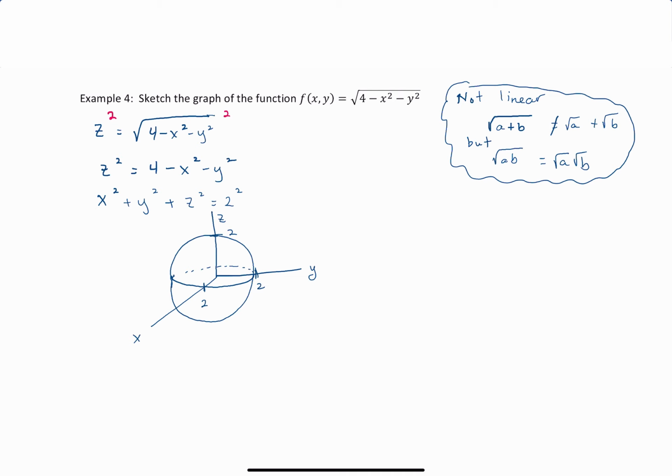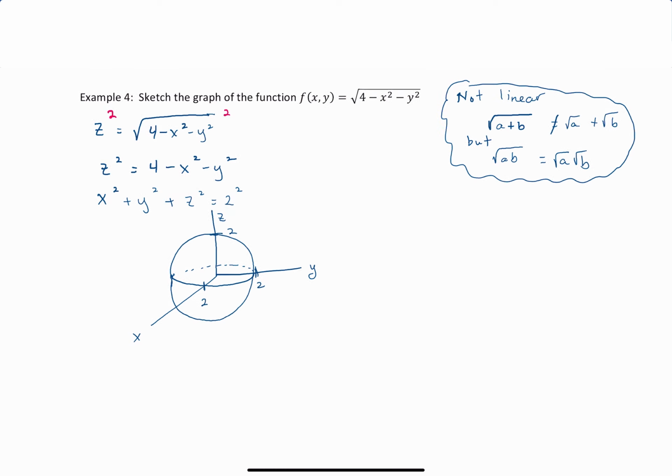Now, the only thing is, notice that in our original equation here, z equals square root of 4 minus x squared minus y squared, that z has to be positive, right? Because the output of a square root is always positive. That's how we define the square root symbol.